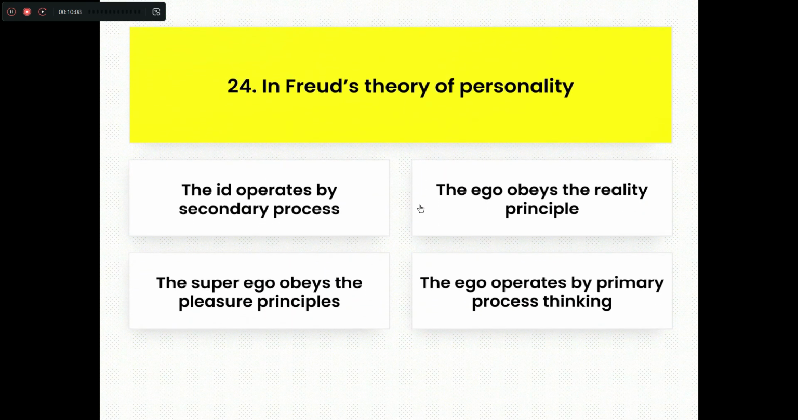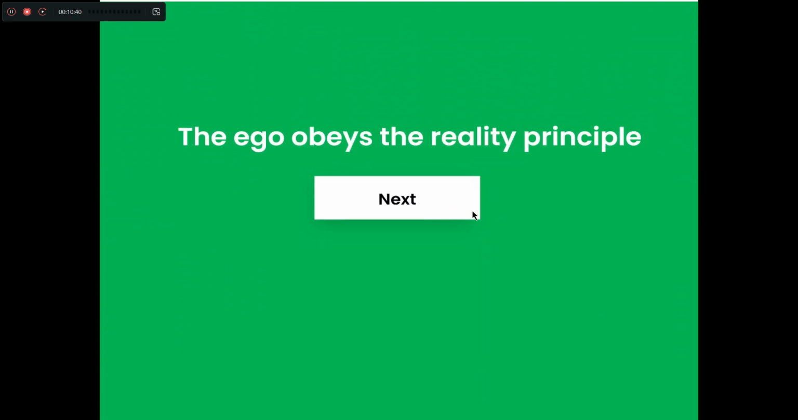Question number 24. In Freud's theory of personality, option A, the id operates by secondary process. Option B, the ego obeys the reality principle. Option C, the superego obeys the pleasure principle. Option D, the ego operates by the primary process thinking. So, in Sigmund Freud's theory of personality, the right answer is the ego obeys the reality principle.